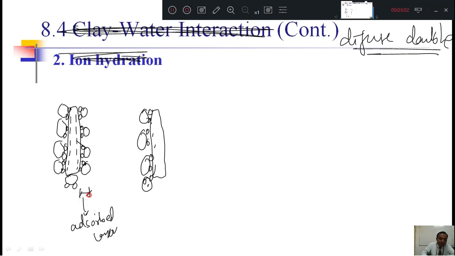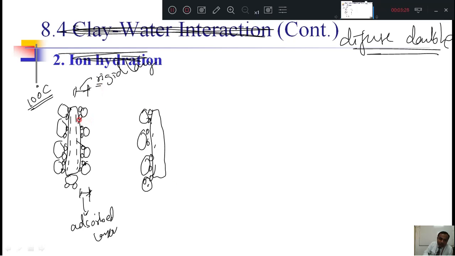Adsorbed, or first layer of water. And this layer we will also call a rigid layer. Rigid layer means they are very forcibly sticking to the clay particle. If you want to remove them, then you need to bring this clay particle to near about 100 degrees centigrade. Then only these particles will go away. Therefore they are called the rigid layer.